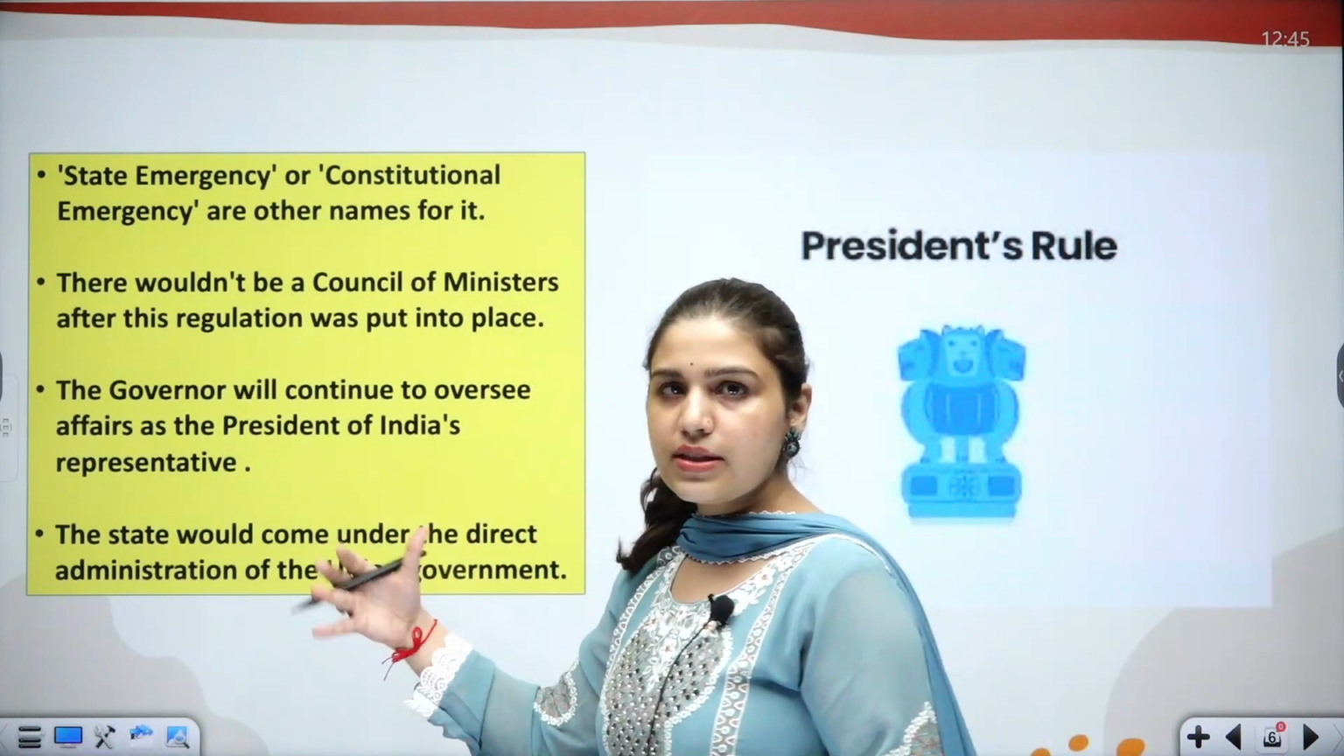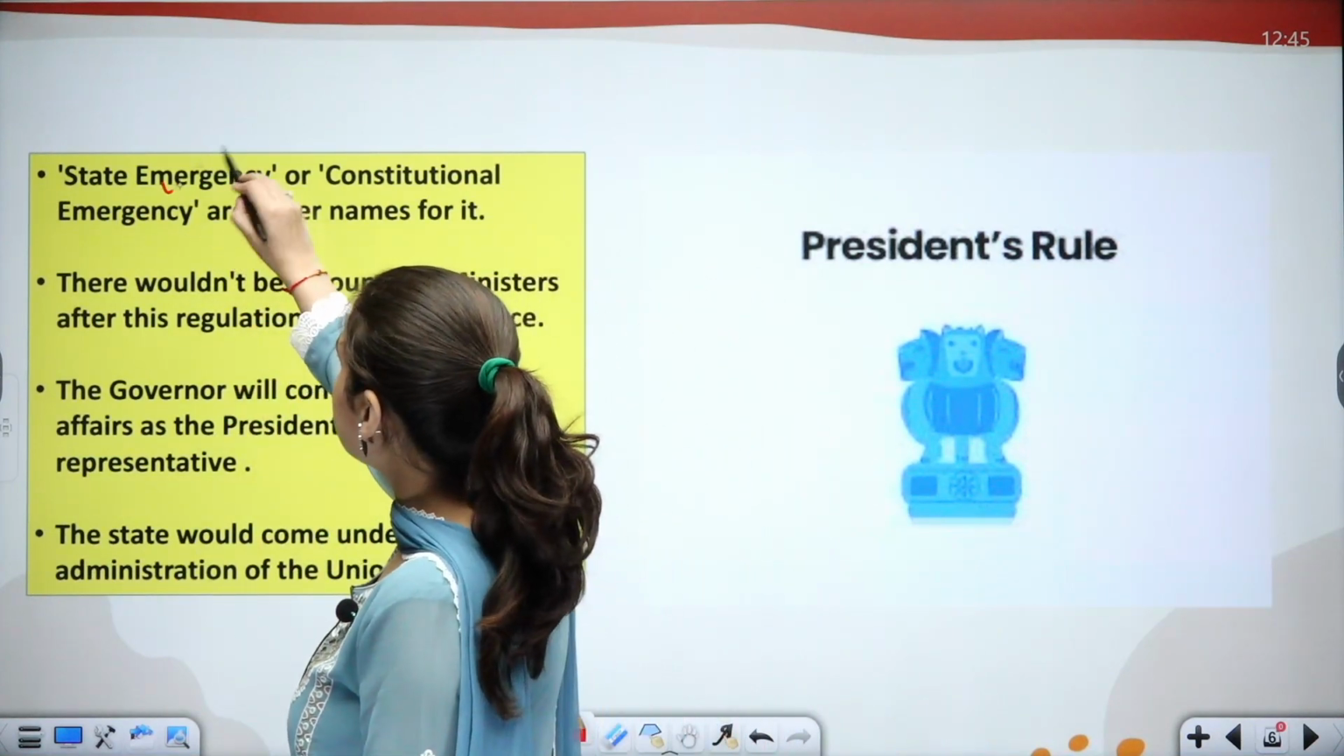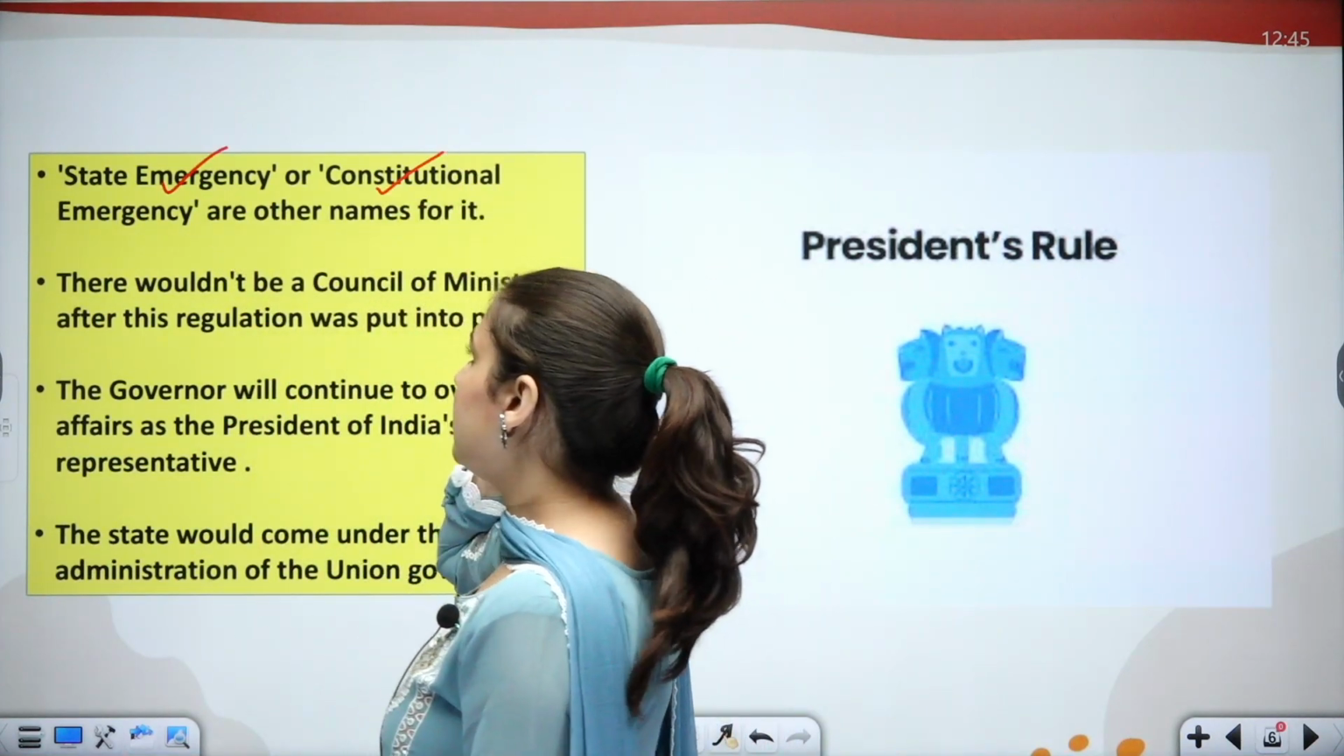This is also known by other names as well, such as state emergency or constitutional emergency.